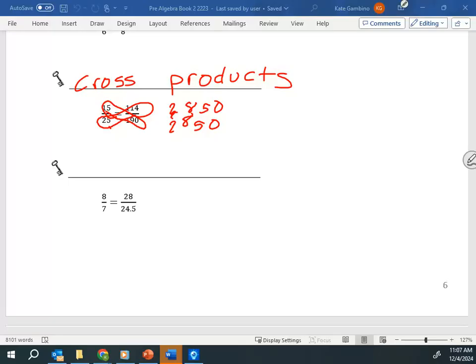The last one we have is decimal values. To find the decimal values, we take our numerator and divide it by our denominator. So what is 8 divided by 7? Christina? 1.14. What is 28 divided by 24.5?